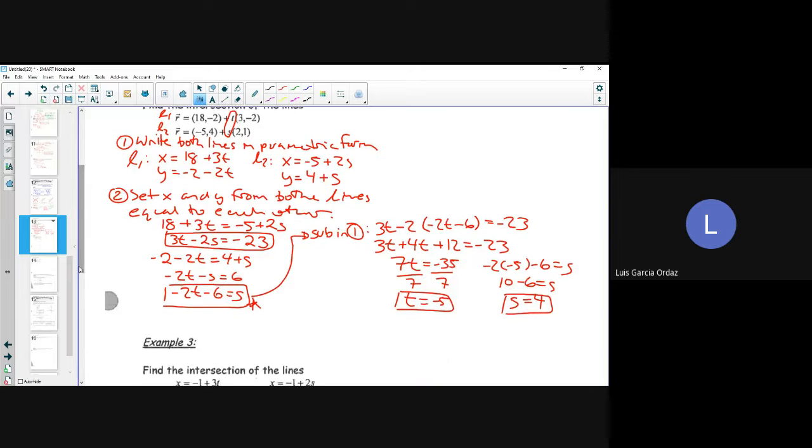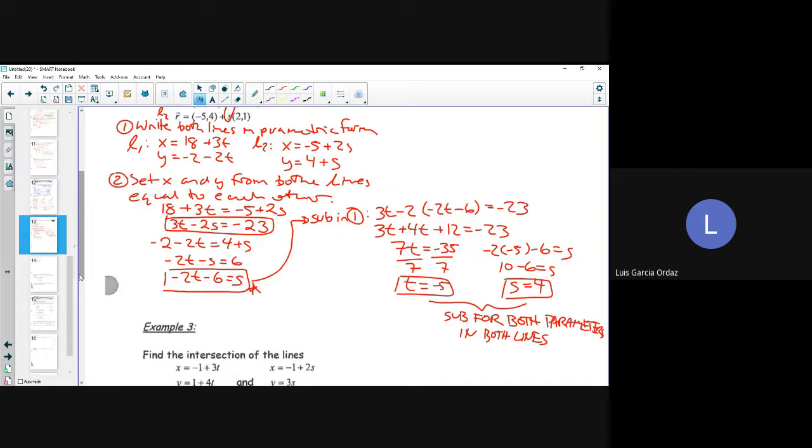So in order to figure out if t equal to negative 5 and s equal to 4 is correct, I need to sub these guys into both parameters in both lines. When I sub in negative 5 for t in the first one, my result is going to be the point 3, 8. And when I sub in 4 for s in the second line, I'm going to get 3, 8 again. So my point x, y is going to be 3, 8.